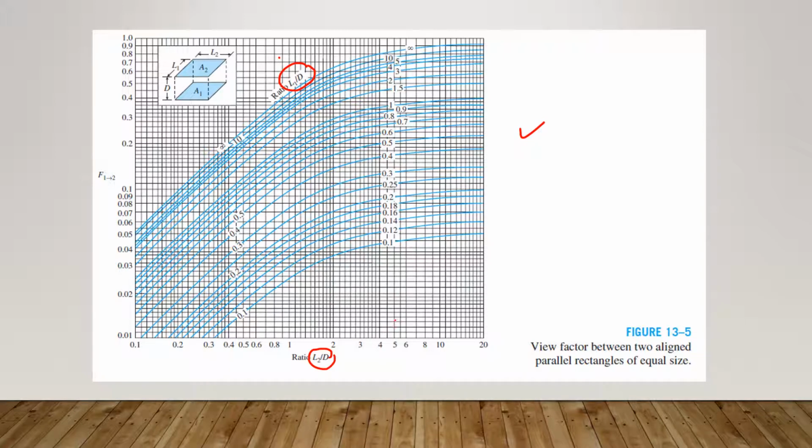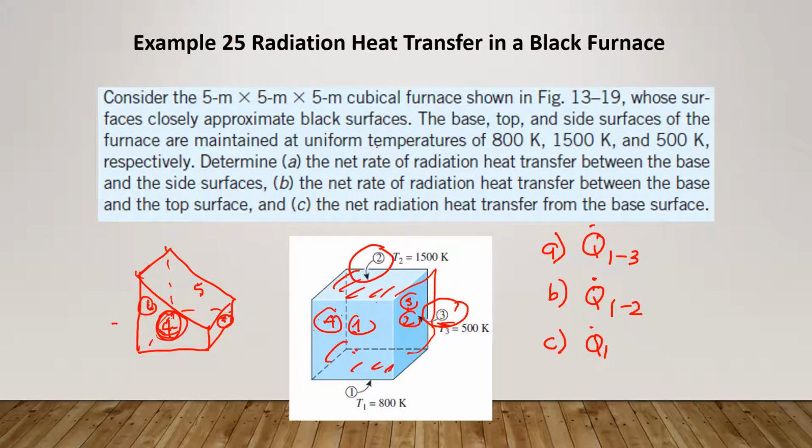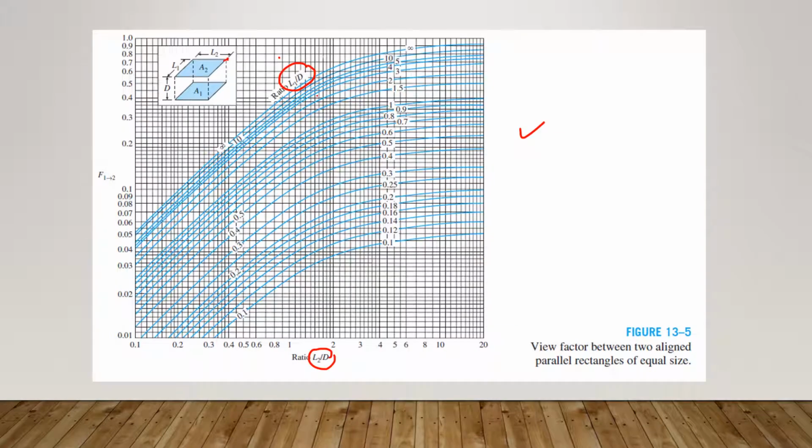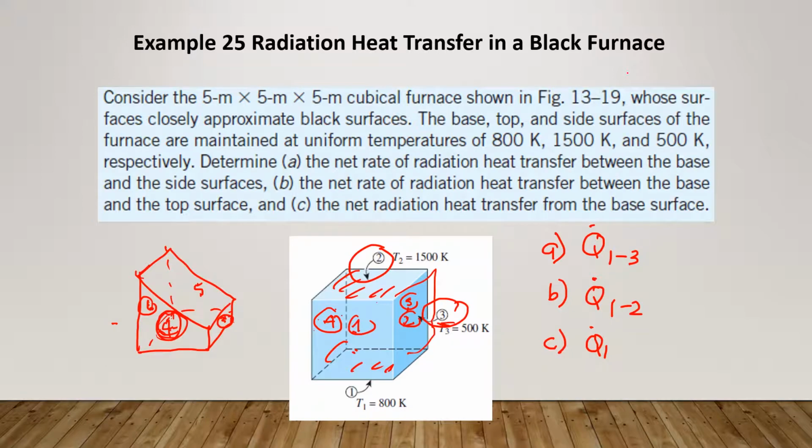So plug in all the values. Okay, L2 over D. So L2 is from here to here. Let's take a look at this. All of this is 5 times 5 times 5, which means all the same dimensions: length, height, and width. So for L1 over D, it is 5 over, is it centimeter? Meter.